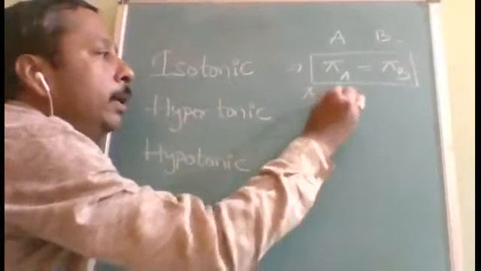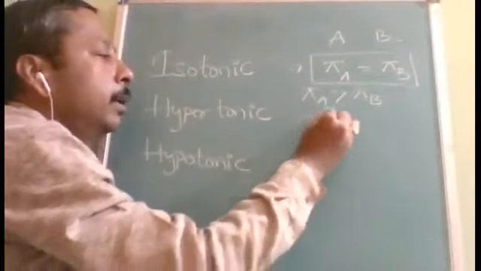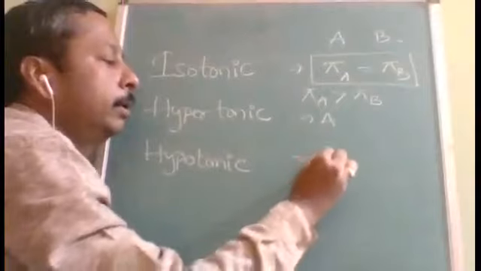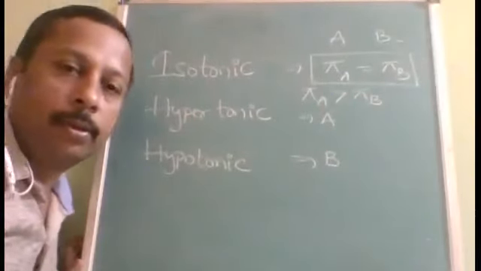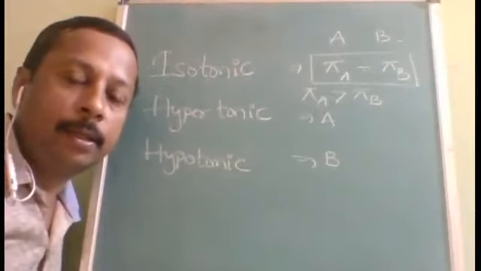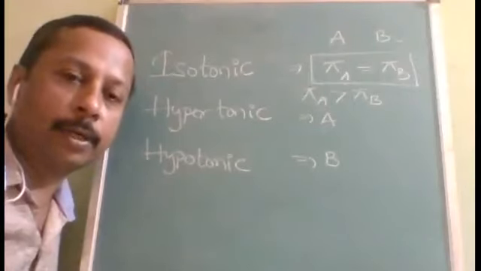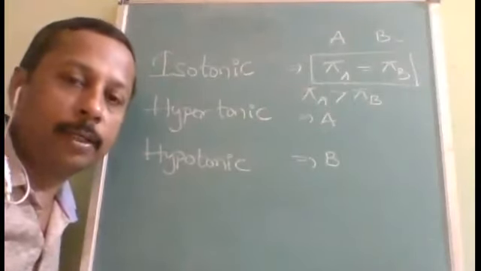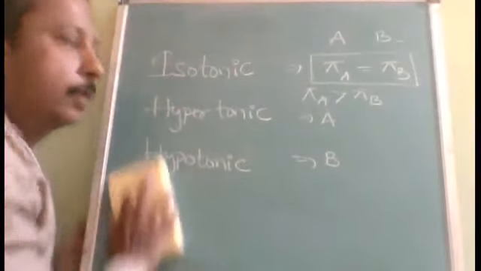Suppose pi A is greater than pi B, then A is hypertonic, B is hypotonic. Hyper means more. So the solution with higher osmotic pressure is called hypertonic. The solution with lower osmotic pressure is called hypotonic. Okay. So these are the terms used over here. Is it understood?